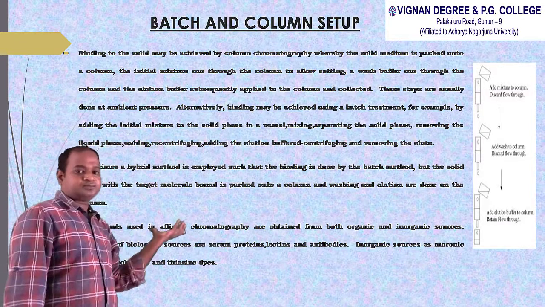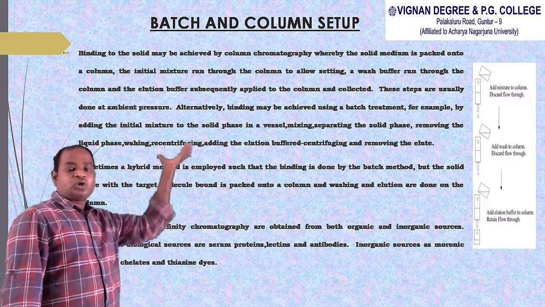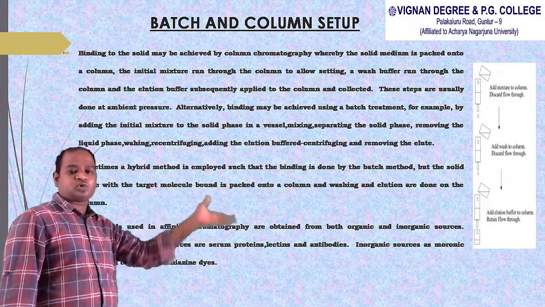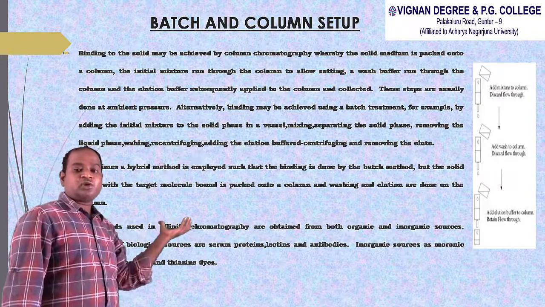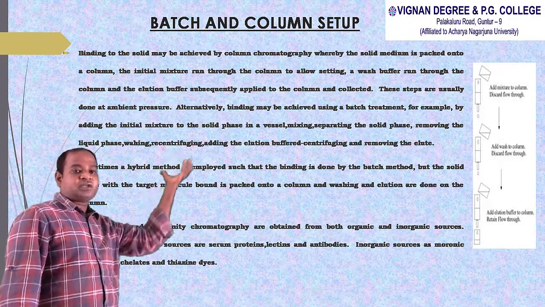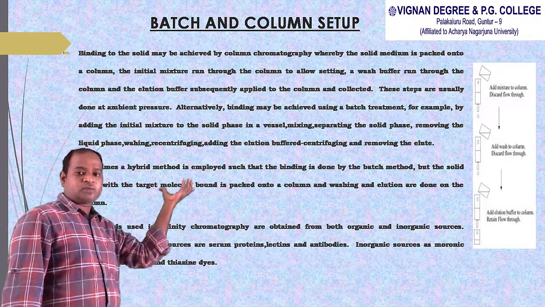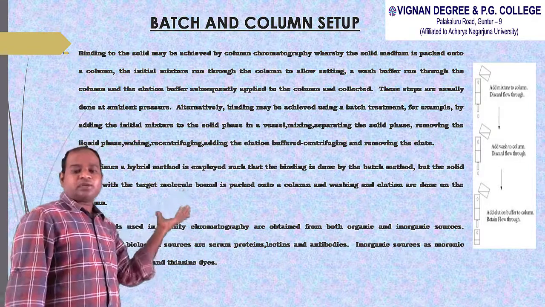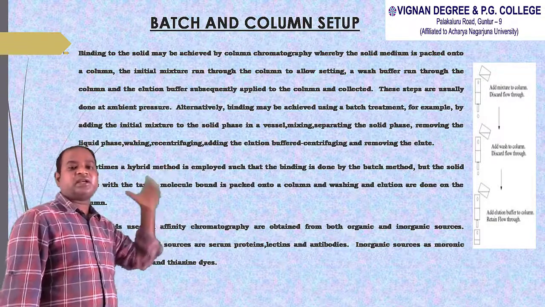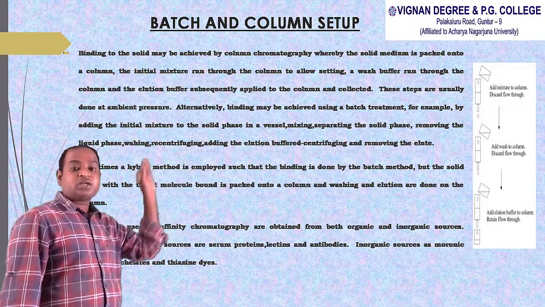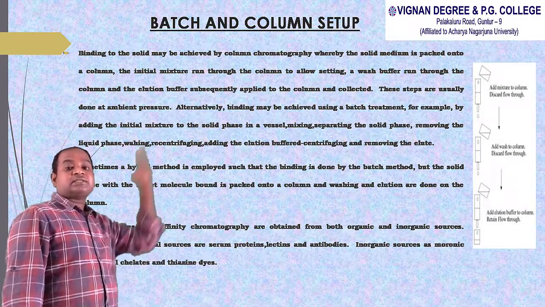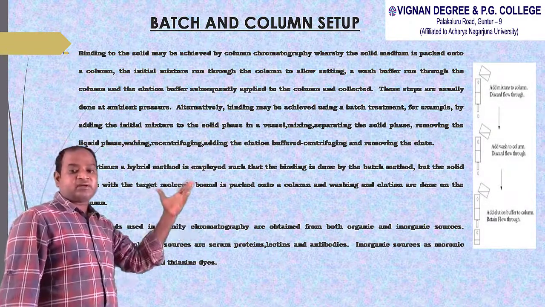Take a column into which you add your stationary phase, that is agarose or anything, using your solvent or buffer. After the settlement of the stationary phase in the column, it is ready to separate. To this stationary phase, you add a spacer, a hydrocarbon chain. To that hydrocarbon chain, you add the substrate analog, the ligand.